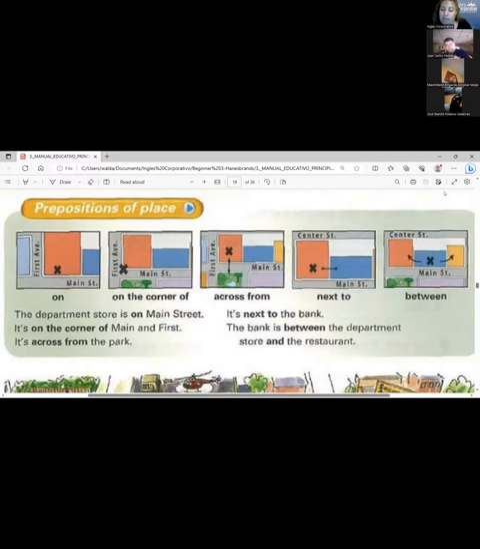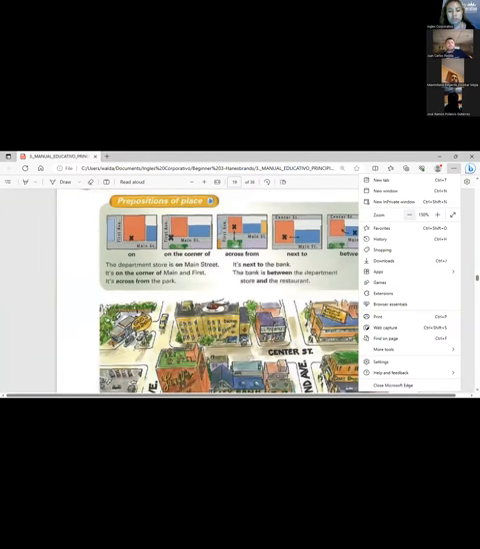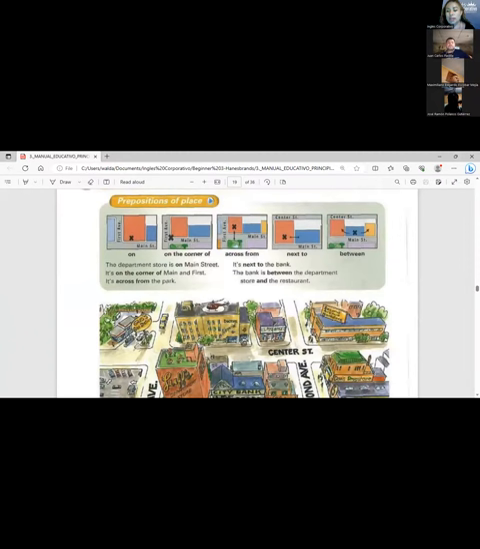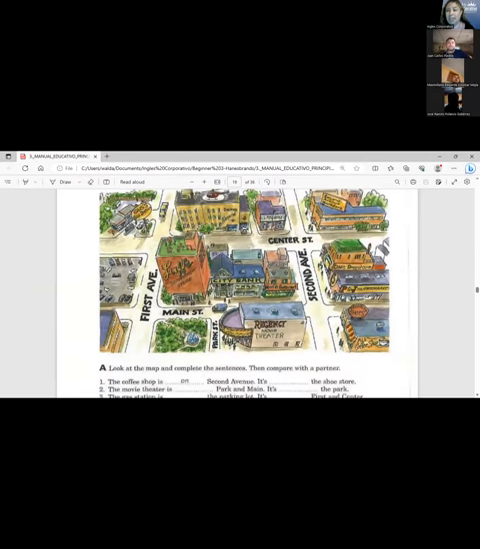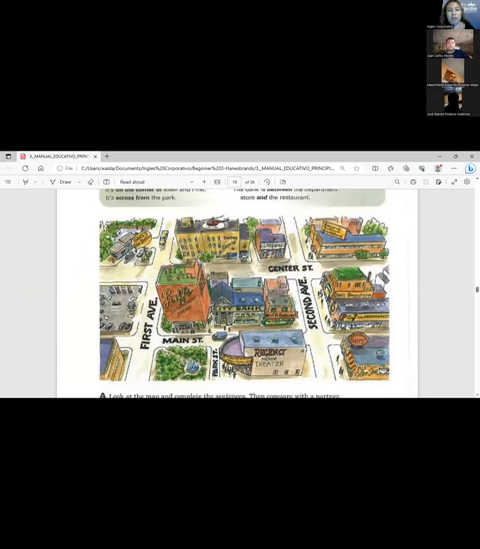In that case, if there are no questions, we're going to take a look at, just give me a moment. Okay, so let's take a look at this mini city or mini town. Do you see this mini town? Yes.